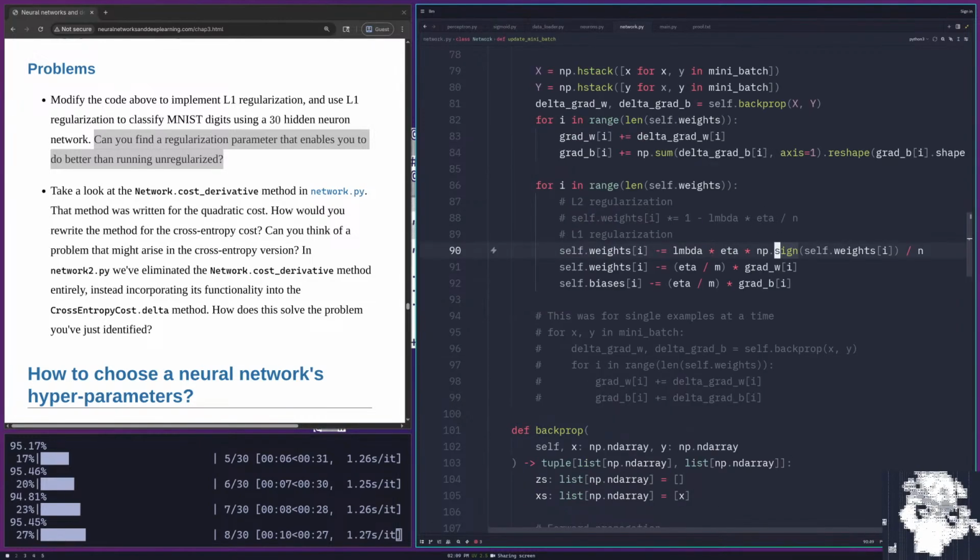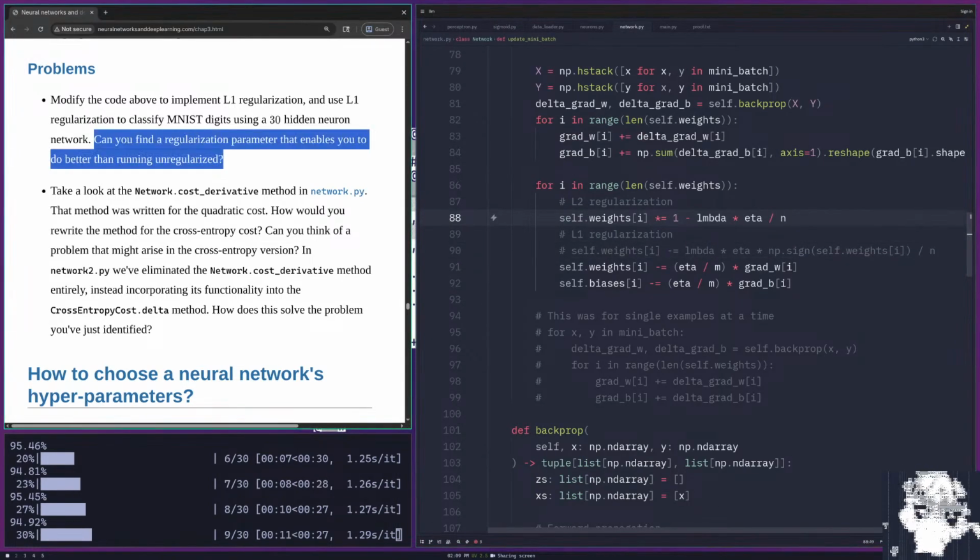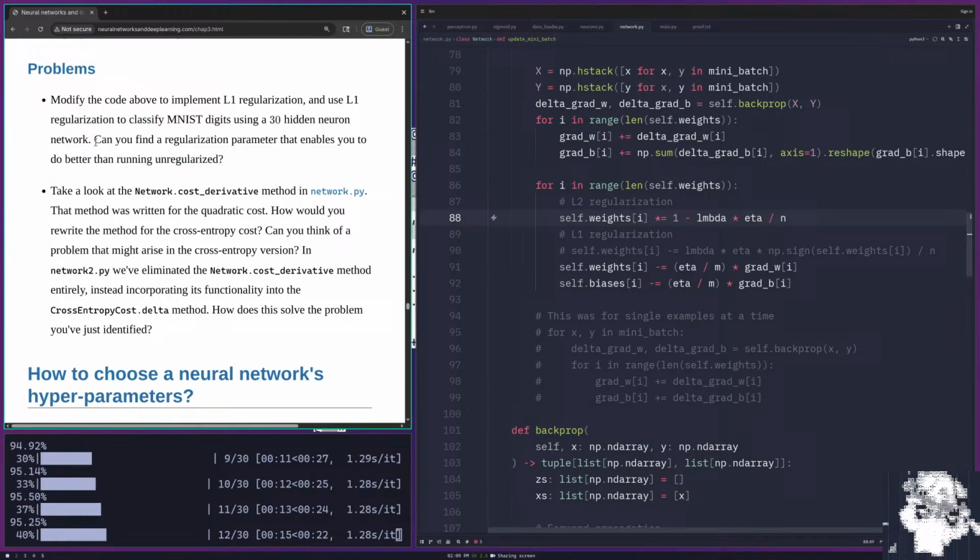Okay, so let's put it back to how it was, L2. I don't know if I can find one that enables me to do better than unregularized. It seems like I can't find one that's obviously better now that the weights are initialized correctly. So I don't know.